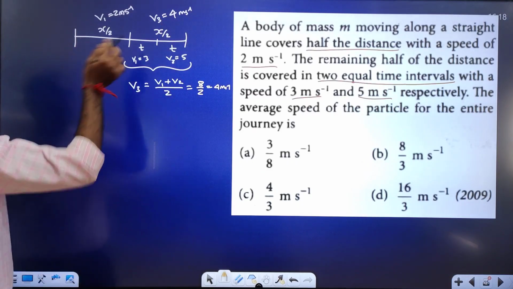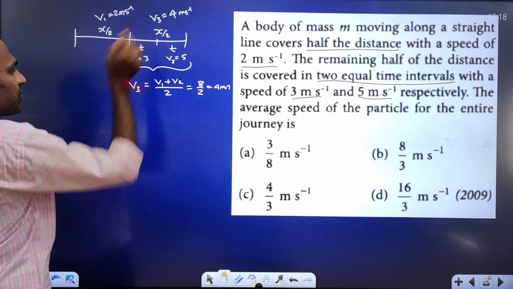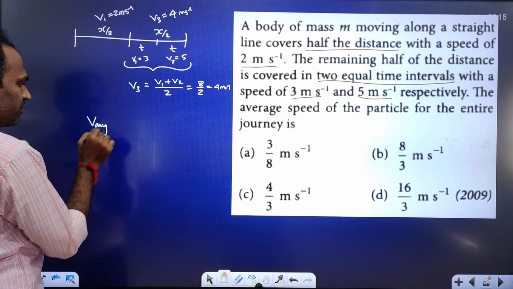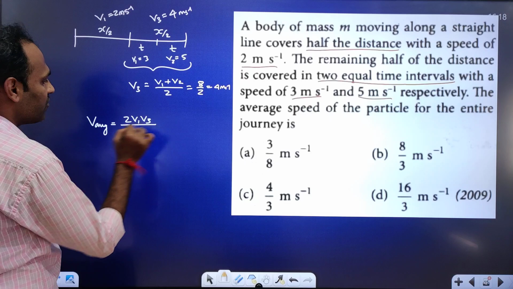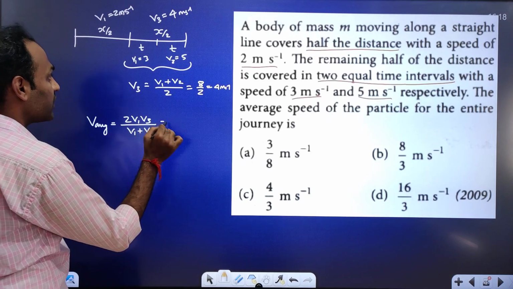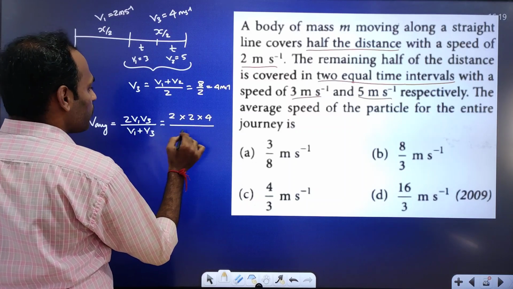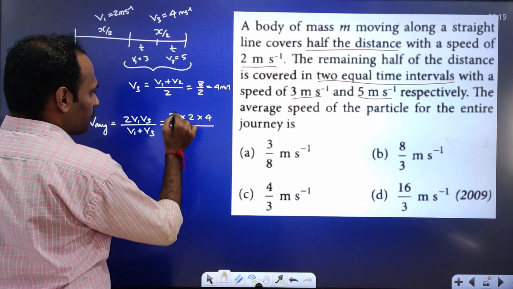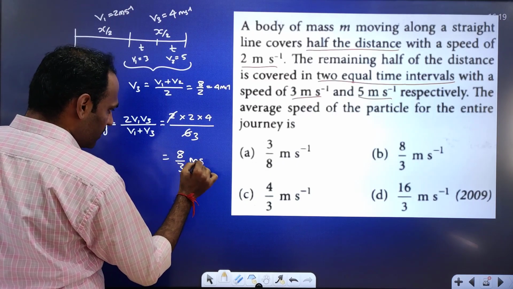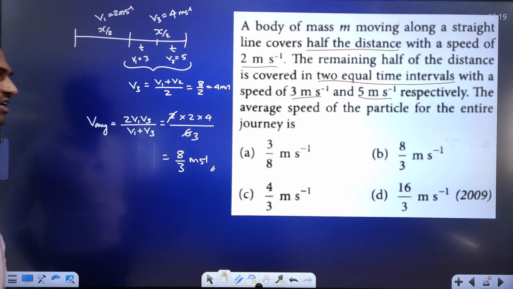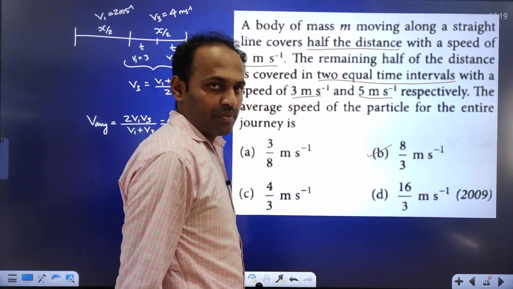Now use the equal time interval, different speeds formula. Now, use the equal distance, different speeds formula. So average speed will be equal to 2v1 into v3 divided by v1 plus v3. That is 2 into 2 into 4 divided by 2 plus 4, that is 6, right? So 2 into 4 will be 8 by 3 meter per second. This much has to be the average speed. So the average speed is 8 by 3 meter per second. Option B is correct, right?